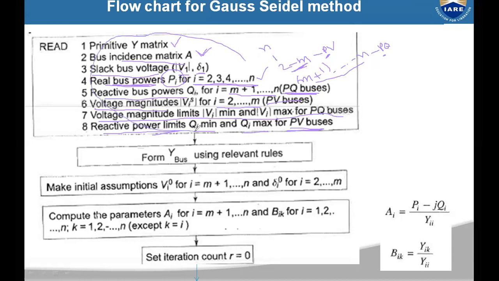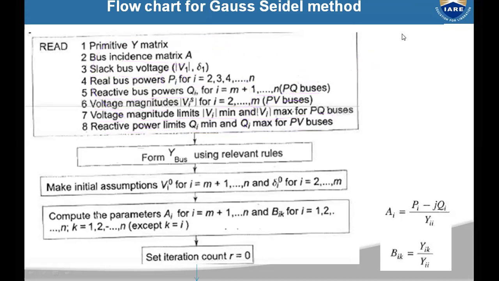If you want to calculate the load flow solution of a given network, first you have to read the given data, and those data are all these. Now after reading the data, what do you have to do? You have to form the Y bus. This Y bus will be determined either by using the direct inspection method or by using the singular transformation method.